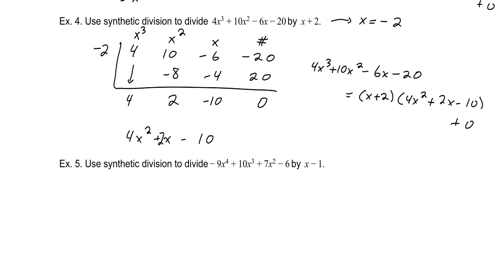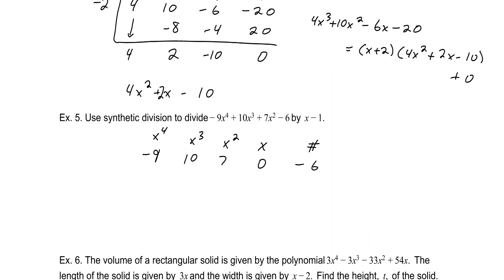Alright, let's look at example 5. Alright, so I have minus 9x to the 4th, and I actually label these for a reason, because we have to make sure we have all of our degrees. So our highest degree here is 4, and we're decreasing. So I should have a 4, 3, 2, 1, and 0, which is our constant. So 10x cubed, 7x squared. We have a minus 6, that's our constant, and then we do not have any x terms in there, so I'll leave a 0 there as a placeholder. And then this means x equals 1.